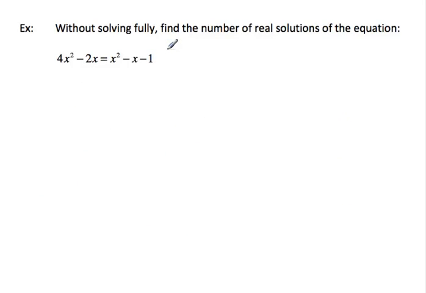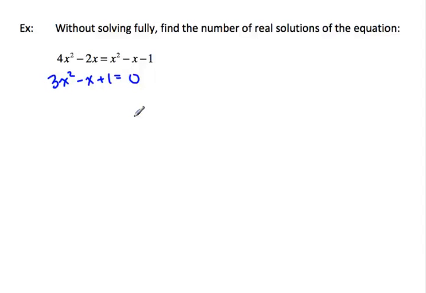Let's look at a couple of examples. Without solving fully, find the number of real solutions of this equation. Now the first thing we want to do, as usual, is move everything to one side, leaving the other side 0. So if I do that, I get 3x squared minus x plus 1 is equal to 0. And I don't actually need to solve for x because I'm not being asked to solve fully. I'm just being asked to find the number of solutions there would be if I solved.